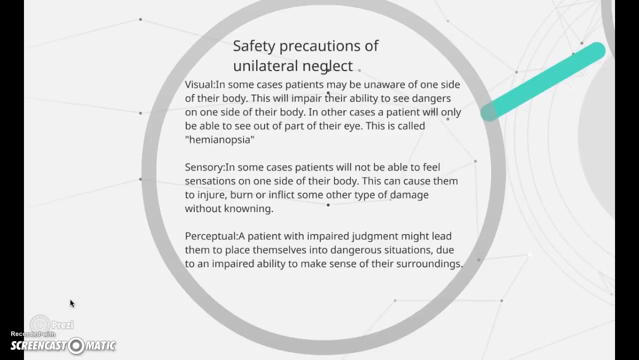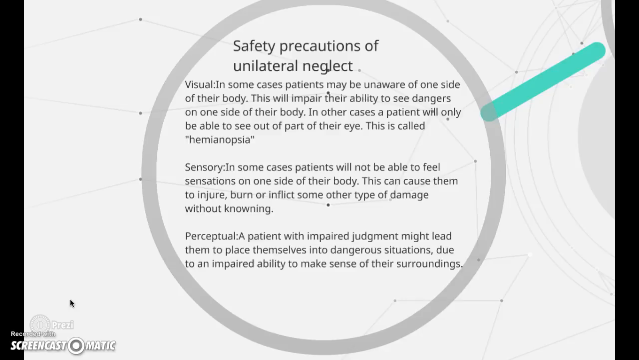Safety precautions of unilateral neglect. Visual precautions. In some cases, patients may be unaware of one side of their body. This will impair their ability to see dangers on one side of their body. In other cases, a patient will only be able to see out of part of their eye. This is called hemianopsia.